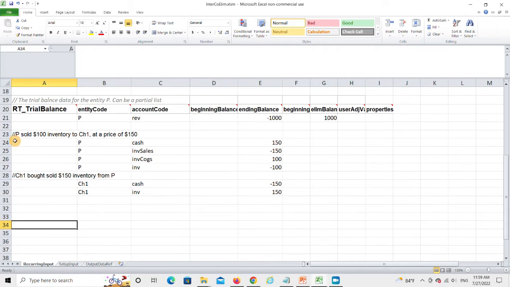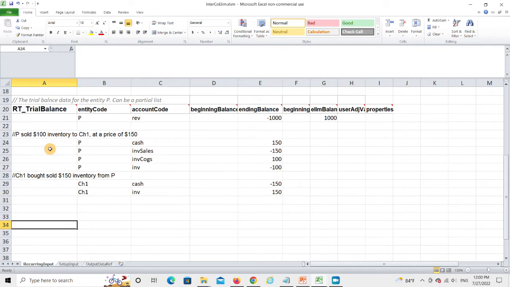In the first set of records, we record that P sold $100 inventory to CH1. So on P's book, there would be cash, sales revenue, cost of goods sold, and the inventory account that will be impacted. And here's a journal entry, okay? The inventory was moved out, $100 into the expense, and it has a revenue of $150. And on the child's book, it simply has $150 inventory now showing up on CH1's book.